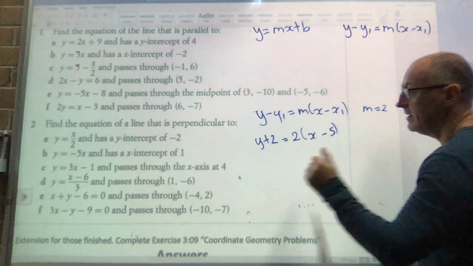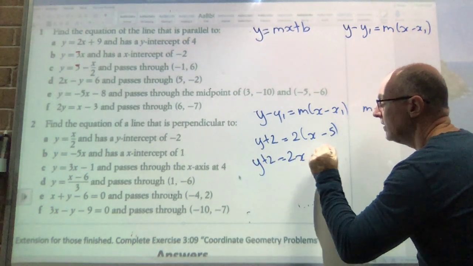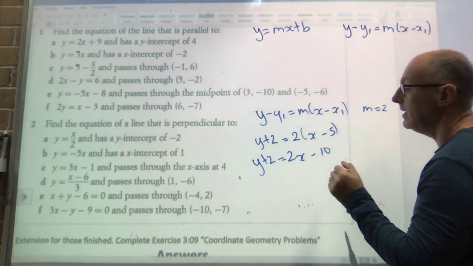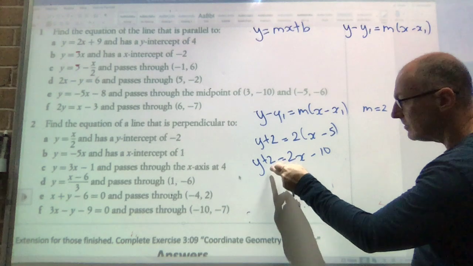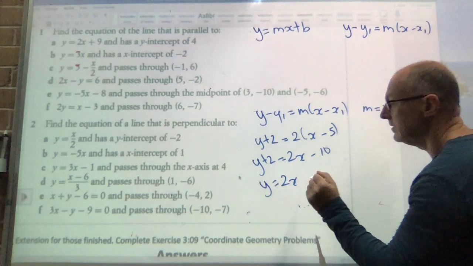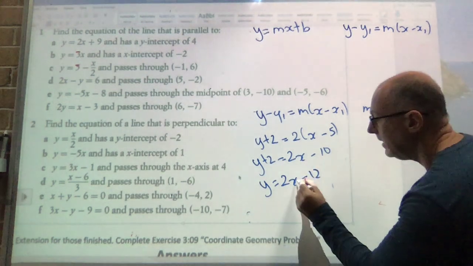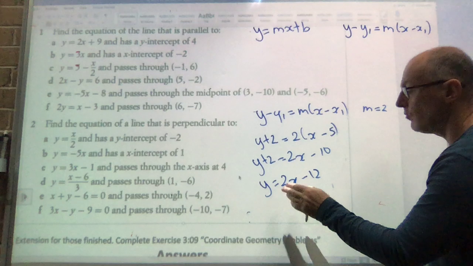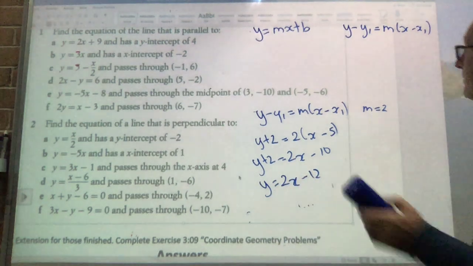Okay, we expand it out. y plus 2 equals 2x minus 10. They want it in gradient intercept form, so all I've got to do is subtract the 2 across. y equals 2x minus 12. Hopefully I've done that right. Okay, they want it in gradient intercept form. That's the form they want it. Okay, next one.